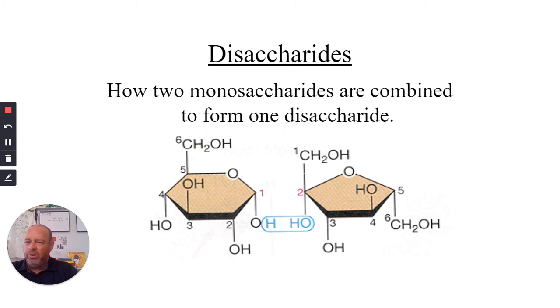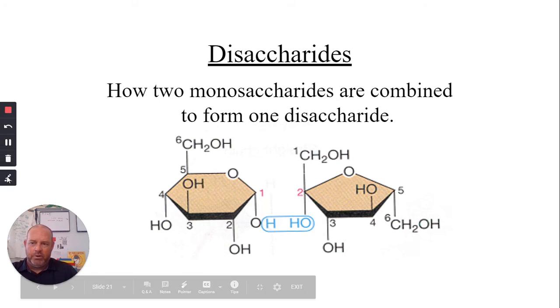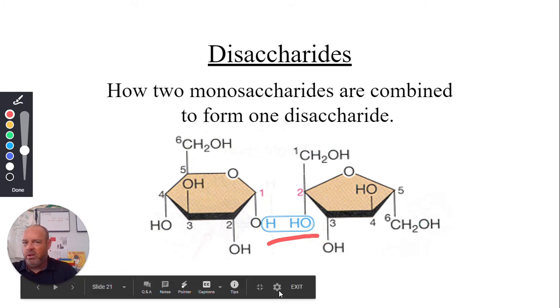Chemical formula C12H22O11. Okay, and the structural formula is glucose and fructose. So it's a glucose, the essential sugar, along with fructose, the sweetest sugar, and that's why we like it so much. That's why it's in so many of our foods to the point where it's probably unhealthy.